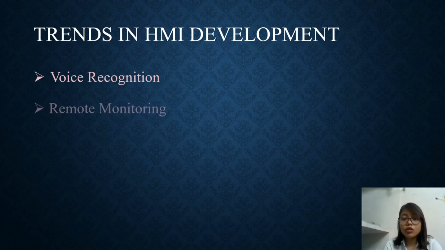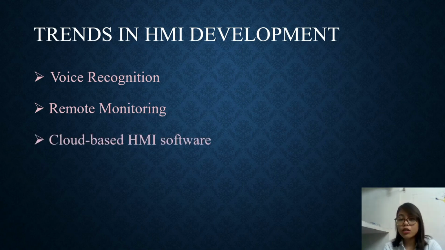The next one is remote monitoring. It allows operators to control the equipment and monitor the status of processes without the need to be in the workplace. The next one is cloud-based HMI software. The data sync between the local HMI and the cloud will allow remote access to information about the equipment status.